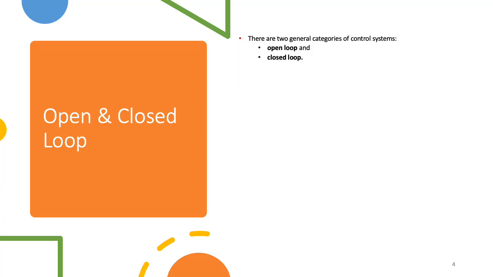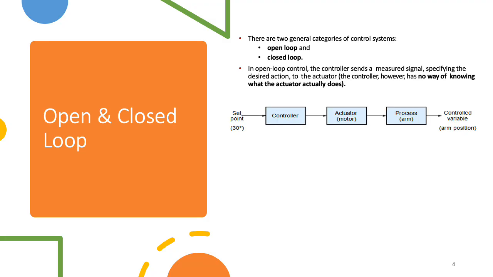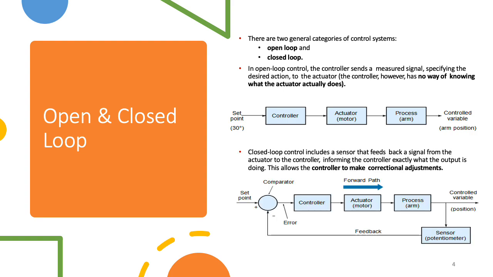There are two general categories of control systems: open loop and closed loop. In open loop control, the controller sends a measured signal specifying the desired action to the actuator. The controller, however, has no way of knowing what the actuator actually does. Closed loop control includes a sensor that feeds back a signal from the actuator to the controller, informing the controller exactly what the output is doing. This allows the controller to make correctional adjustments.